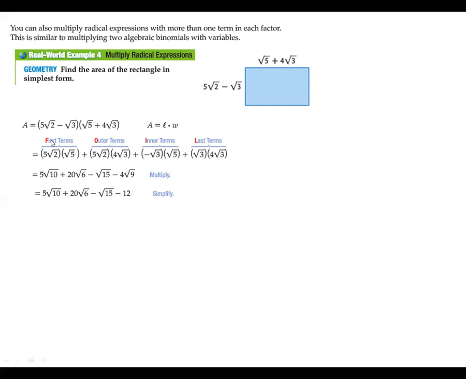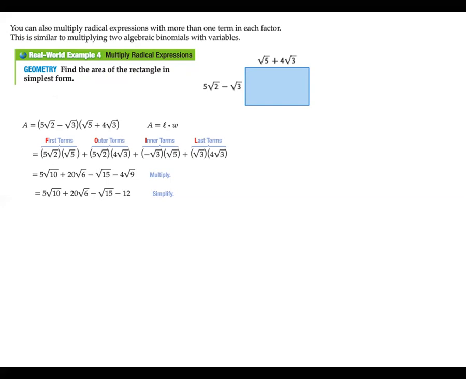Okay? So the first terms, you would multiply this 5 square roots of 2 times square root of 5, which gives you 5 square roots of 10. The outer, 5 square root of 2 times 4 square roots of 3, which gives you 20 square roots of 6. The inners, negative square root of 3 times positive square root of 5 gives you minus square root of 15. And then the last will give you negative 4 square root of 9.